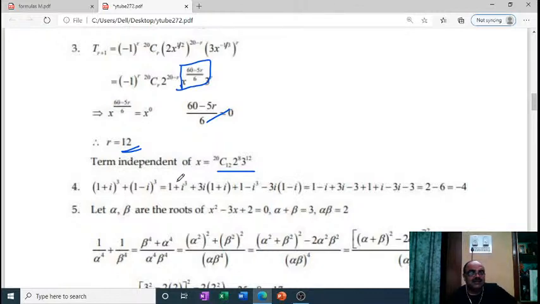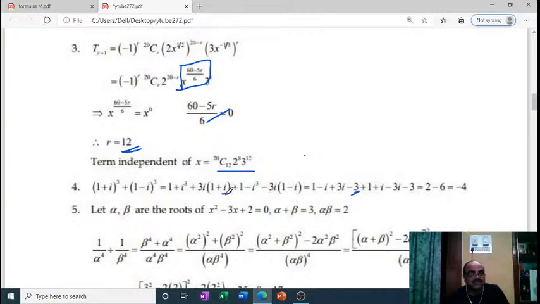Now see friends, we have already learnt it over there. What is i cube value? It is minus i. So we wrote minus i plus 3i into (1 plus i). Expand this: 3i into 1 is 3i, then 3i into i is 3i square. So 3i square is equal to minus 3, since i square is minus 1.